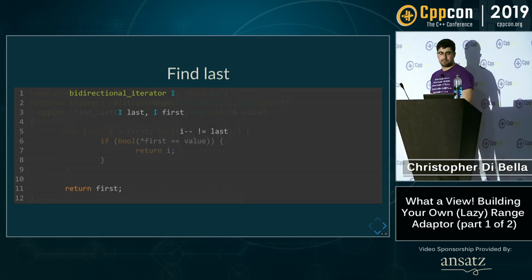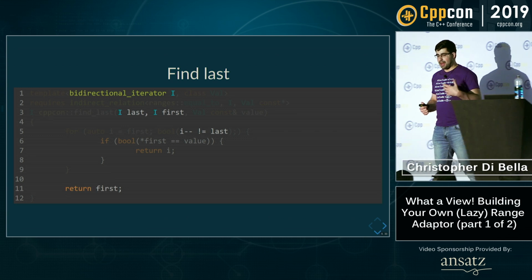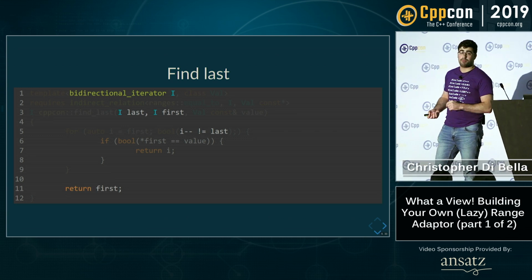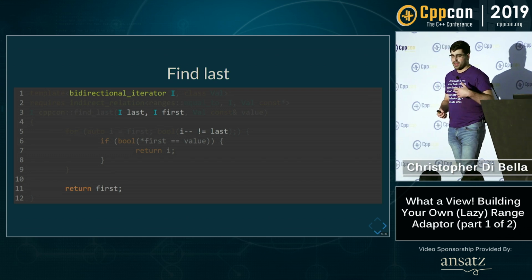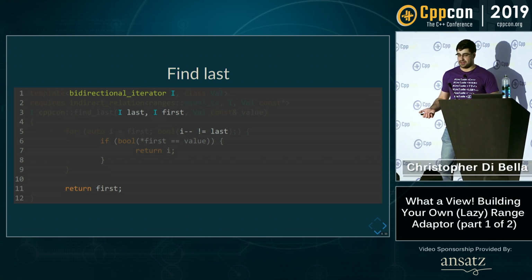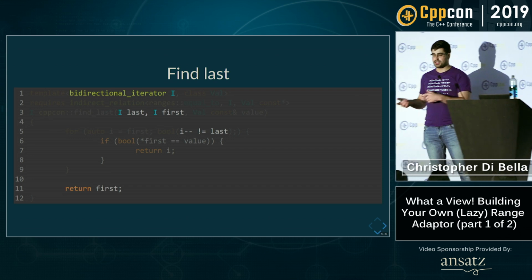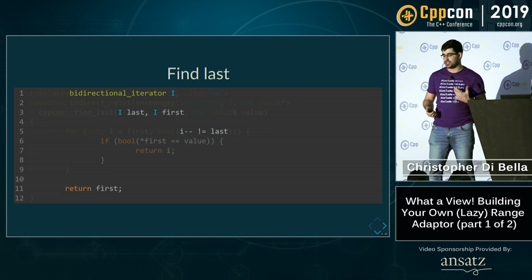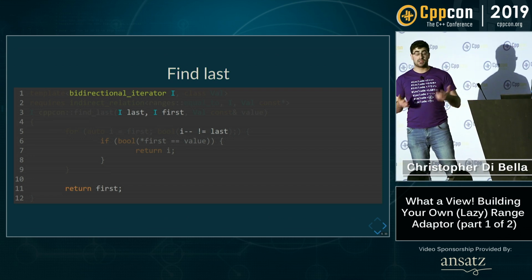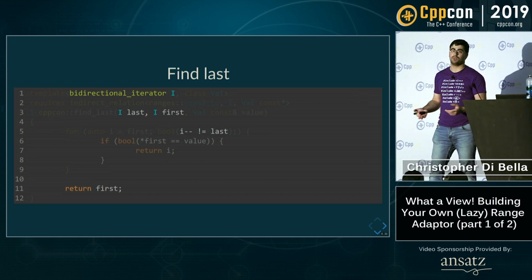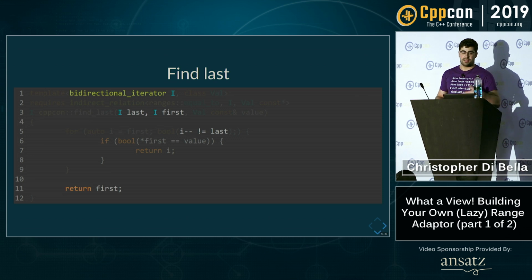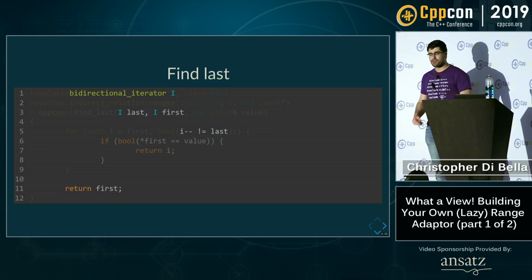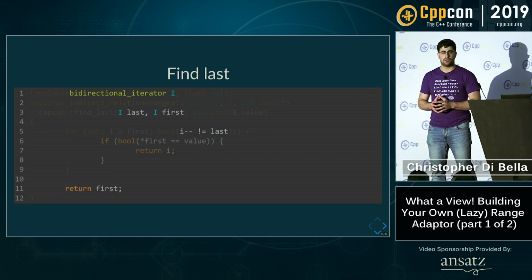But if we have a common range that happens to also be bidirectional, that is, we can move backwards, not just forwards, then we can actually just start at the end and continually move backward until we reach the beginning of the range, and then that will automatically be the last element that matches the value. Are there any questions about that? Ben?